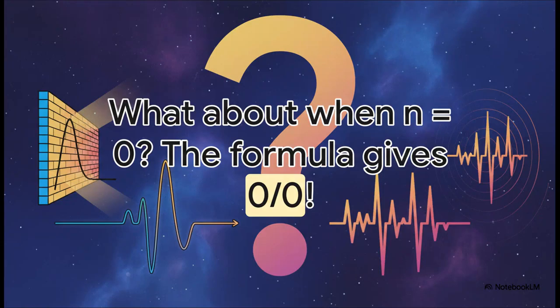Now, I said almost every tap for a reason. What in the world happens when n is exactly 0? If you plug that into the formula, you get sine of 0 divided by 0, and that is undefined. So how do we figure out the value of our most important coefficient, the one right in the center?